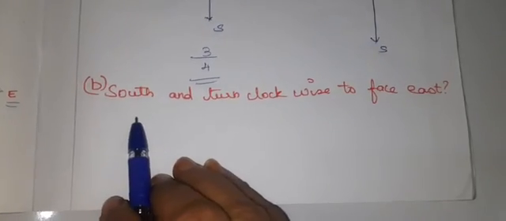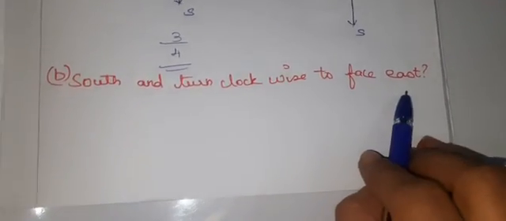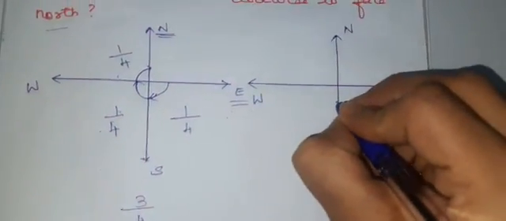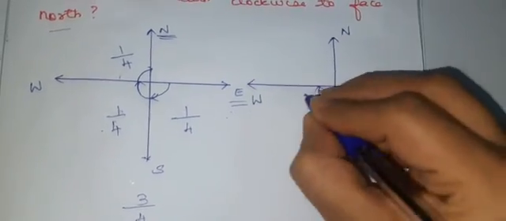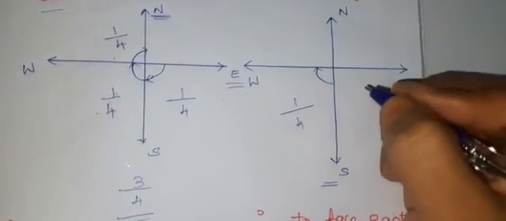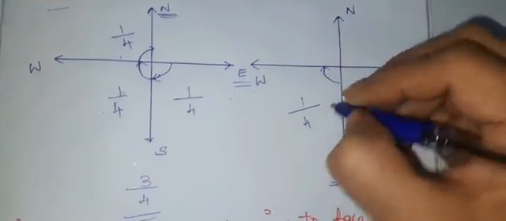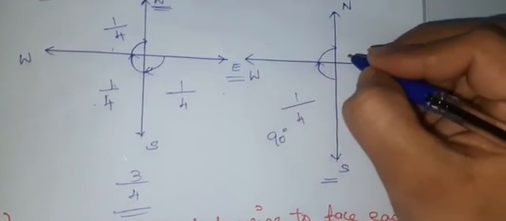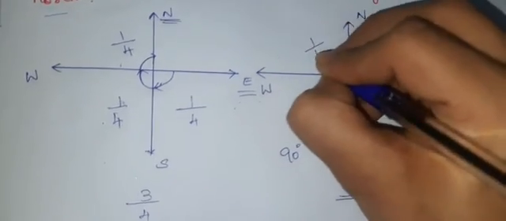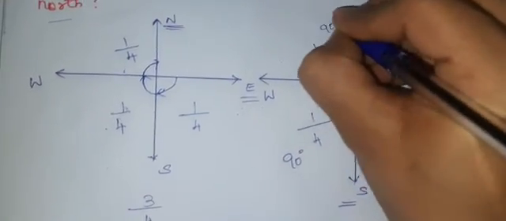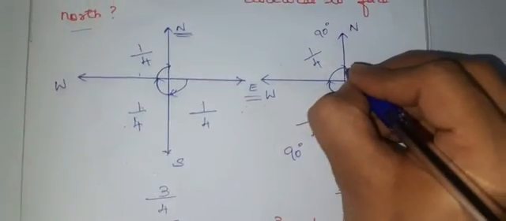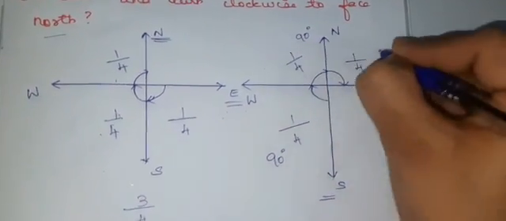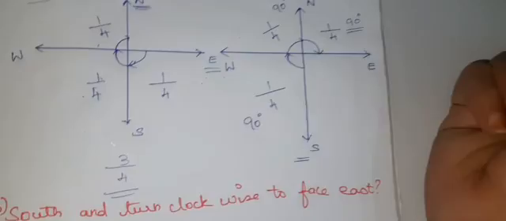Second problem: south and turn clockwise to face east. So here you are standing in south direction and you are moving in the clockwise direction. So south to west is 1/4 of the revolution. 1/4 means what, students? It is of 90 degree. Again from west to north you are moving, and that makes 1/4 of the revolution. Again it is 90 degree. Then from north to east you are moving and it is 1/4 of the revolution. Again it is 90 degree.